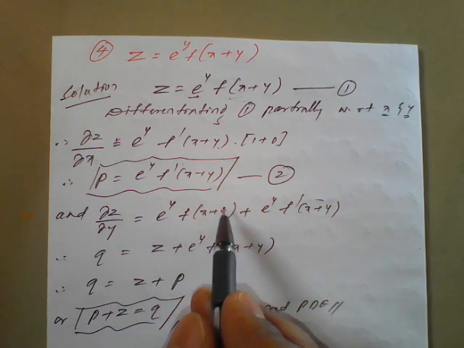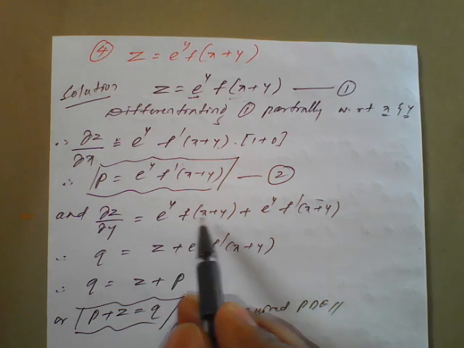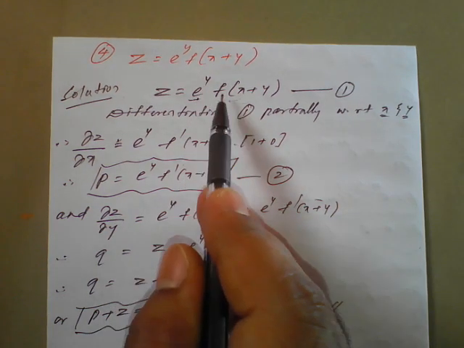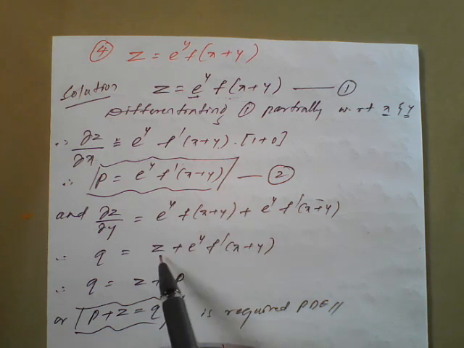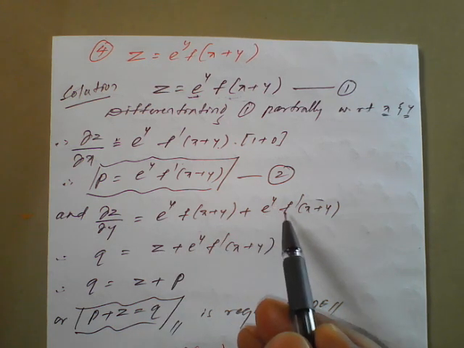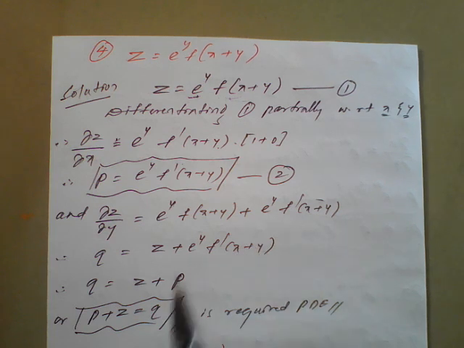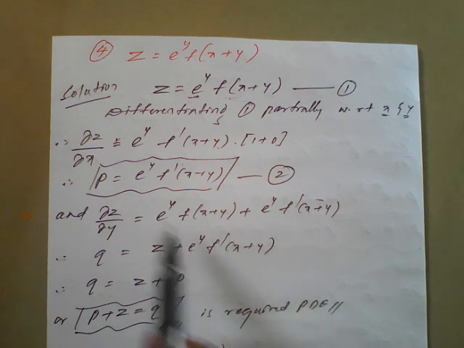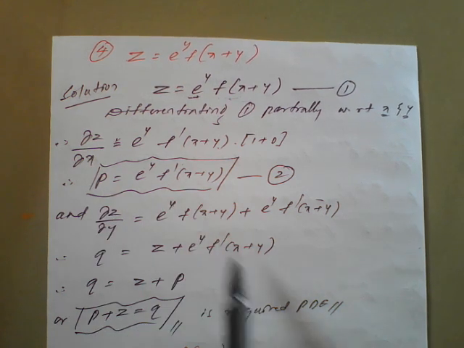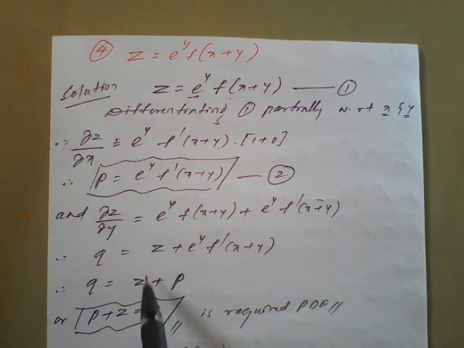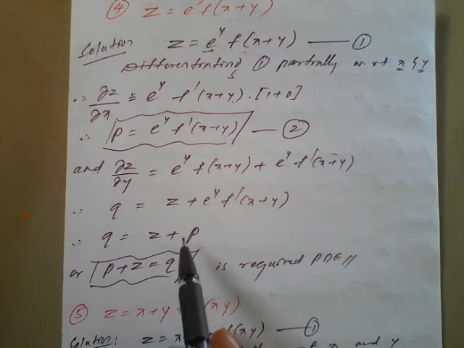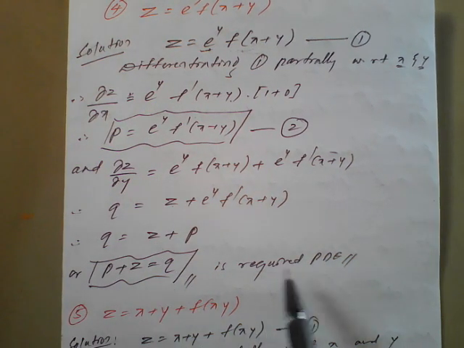So on simplification, e raised to y into f of x plus y is nothing but z. I have replaced this as z here, z plus e raised to y into f dash of x plus y. This result e raised to y f dash of x plus y is nothing but p, so I will replace this f dash of x plus y from equation number 2, which is p. So z plus p, which is nothing but q, or I can say that p plus z is equal to q is the required PDE.